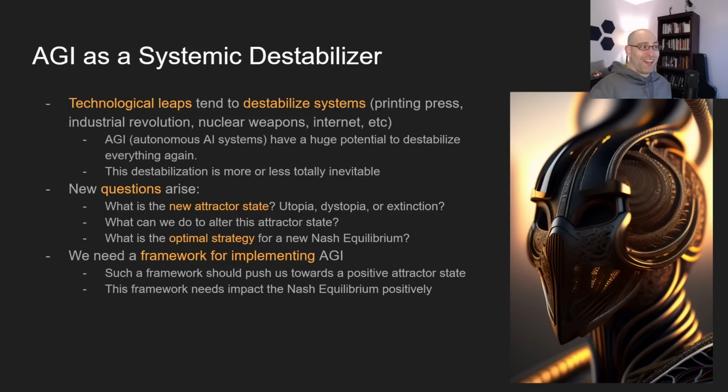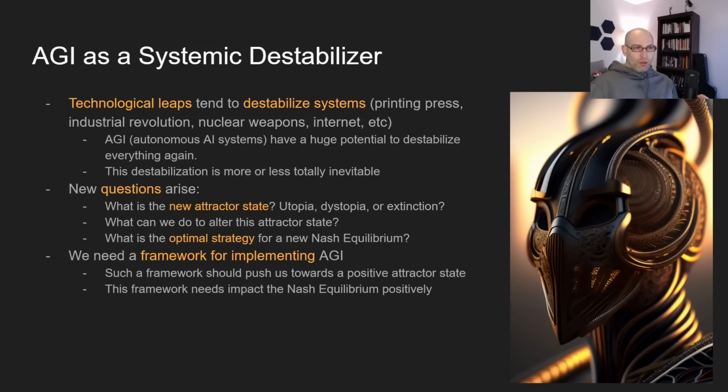AGI, or autonomous AI systems, no different. It's just another technological leap that will destabilize everything again. And it's pretty much a foregone conclusion that the advancement of AI is going to destabilize stuff. So this forces us to ask questions. What is the new attractor state?